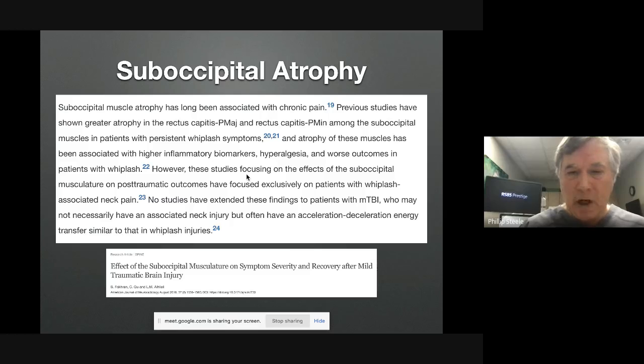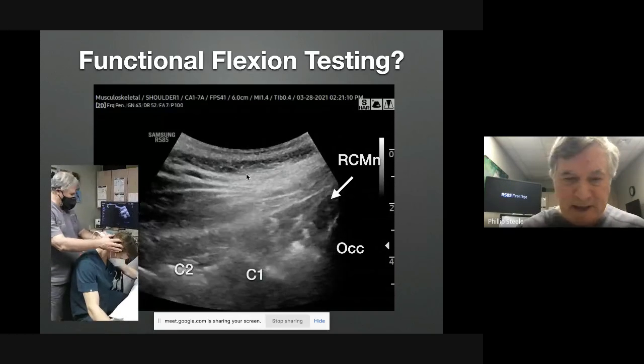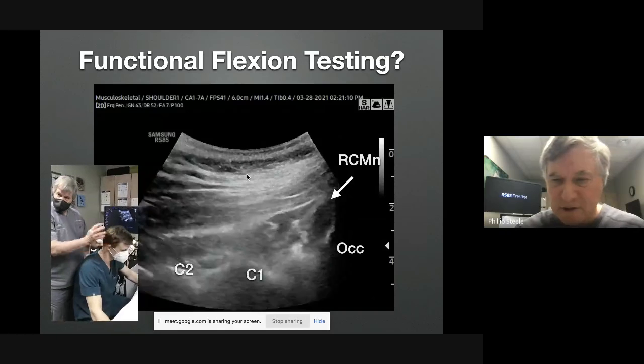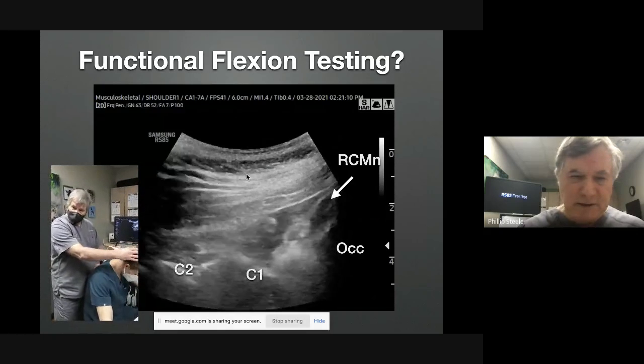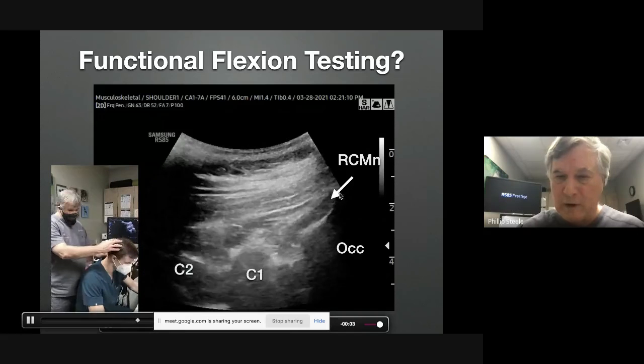And so then I decided, well, geez, I can make these measurements, but is the muscle really intact? So here I am doing a functional evaluation of these muscles. I'm going to take my patient through a flexion and extension. I have a curvilinear probe here.